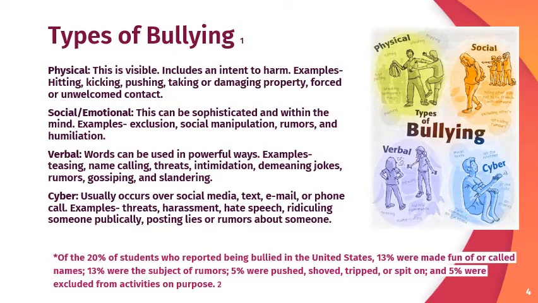For verbal bullying, examples would be teasing, name calling, threats, intimidation, demeaning jokes, rumors, gossiping, and slandering. It's important to remember that words can be used in powerful ways. For cyberbullying, this usually occurs over social media, text, email, or phone call. Examples would be threats, harassment, hate speech, ridiculing someone publicly, posting lies or rumors about someone.